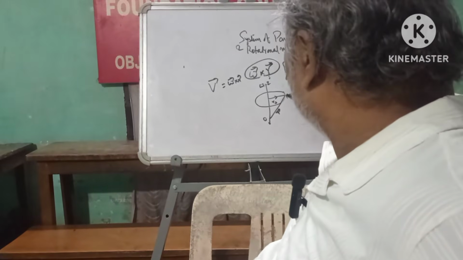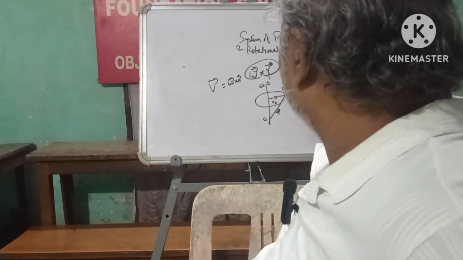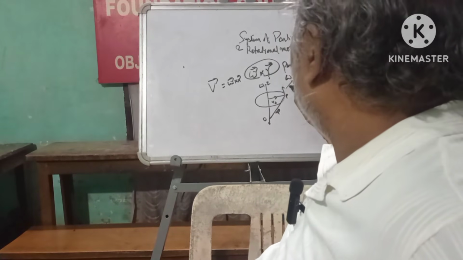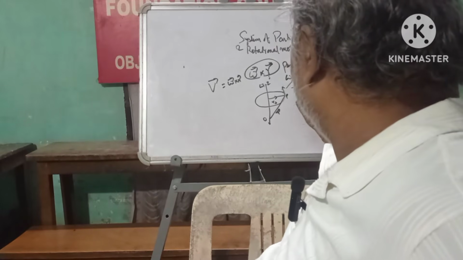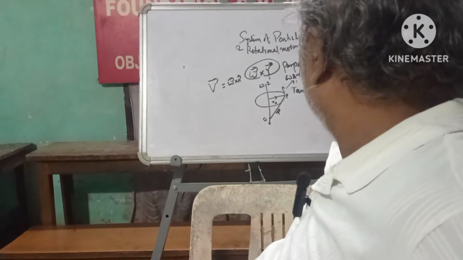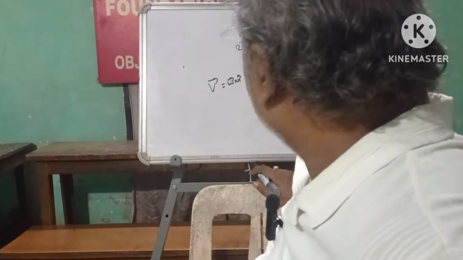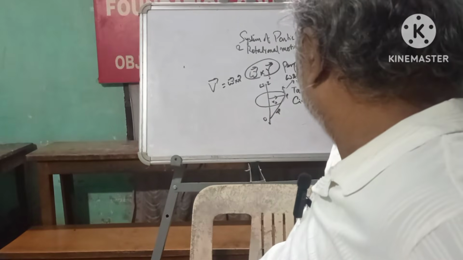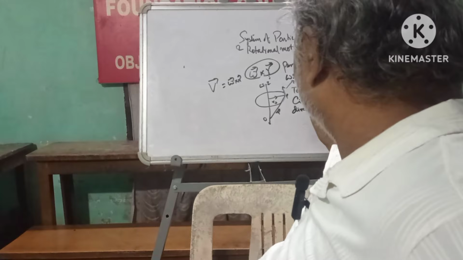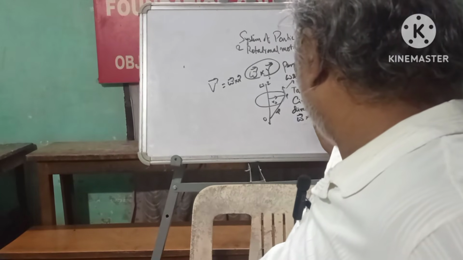So omega cross R. The tangent to the circle will be the direction of omega cross R. The tangent to the circle is the direction of omega cross R.